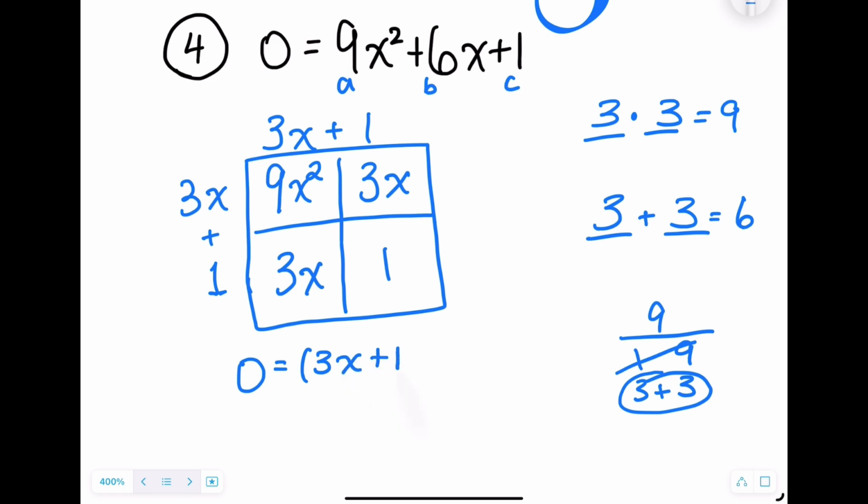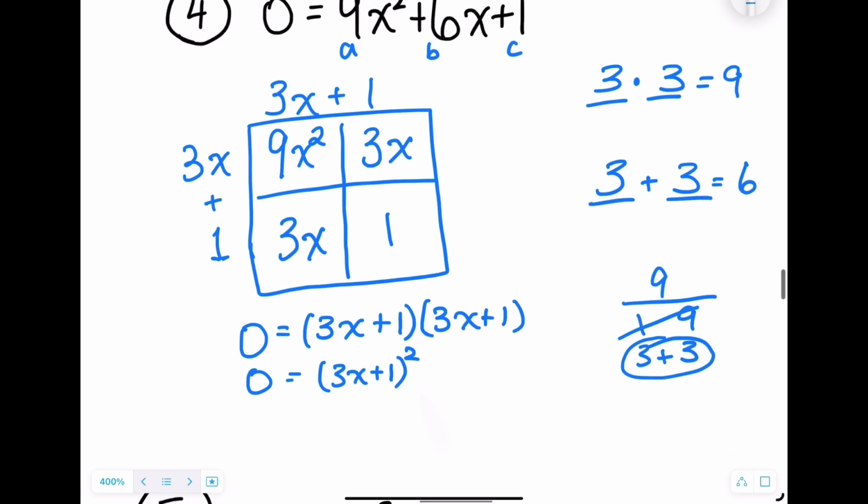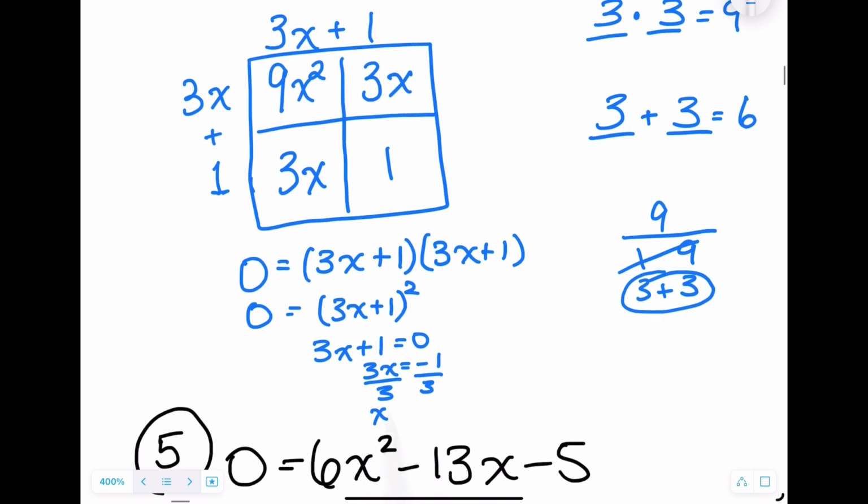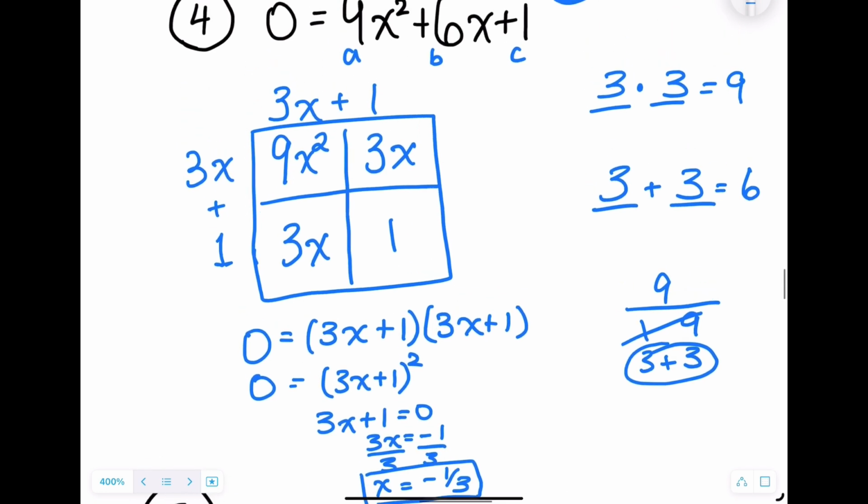Turns out that this is a perfect square trinomial. So we can set our factor equal to 0, just like usual, and solve. Subtract 1 from both sides, divide by 3, and we get that x equals -1/3 is the sole or only solution to this equation.